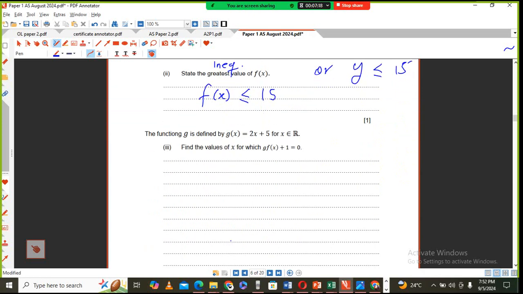Then they are bringing another one. They say function g of x is 2x plus 5. Find the values of x for which g of f. So let's bring back our f. What was our f of x? It was -2x squared plus 12x minus 3.